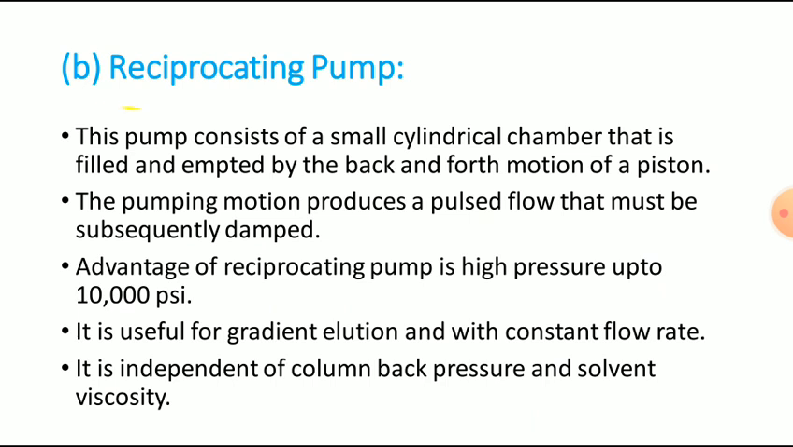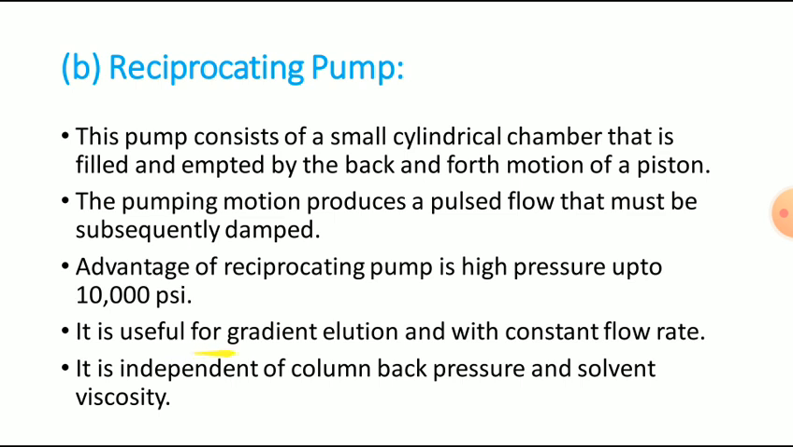In this case, this pump consists of a small cylindrical chamber that is filled and emptied by the back and forth motion of a piston. The pump motion produces a pulsed flow that must be subsequently damped. The advantage of the reciprocating pump is high pressure up to 10,000 psi. We have seen the requirement of the high pressure pump up to 6,000 psi, but this reciprocating pump will create a pressure up to 10,000 psi. That is the main advantage of this pump.